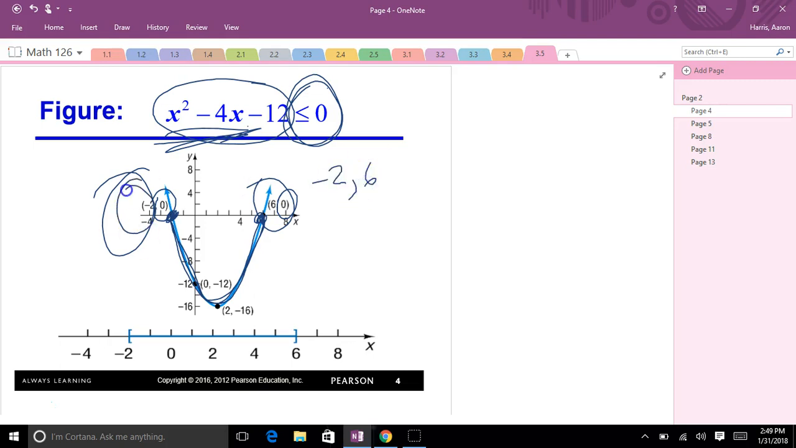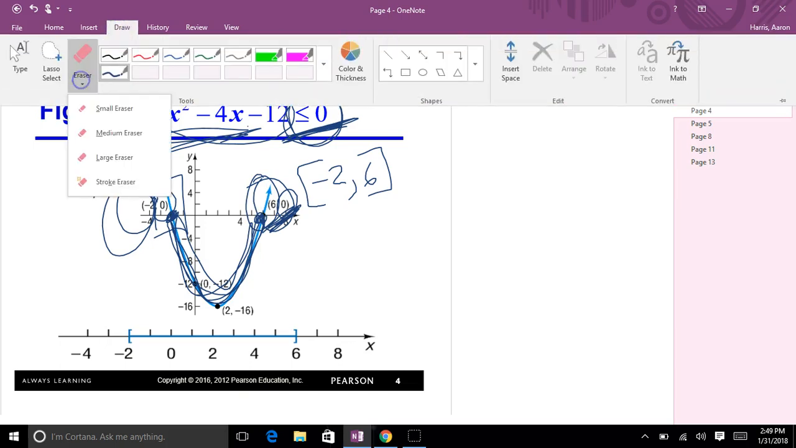Do we include the -2? Yes, because it hits 0 right there, and it's less than or equal to 0. So we include the -2, so we're going to put brackets on that. Do we include the 6 as well? Yeah, because it hits 0 right there. The y value is 0. So between -2 and 6, between those x values, we are less than or equal to 0.